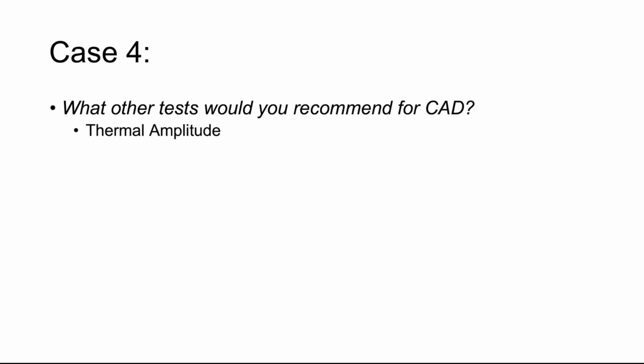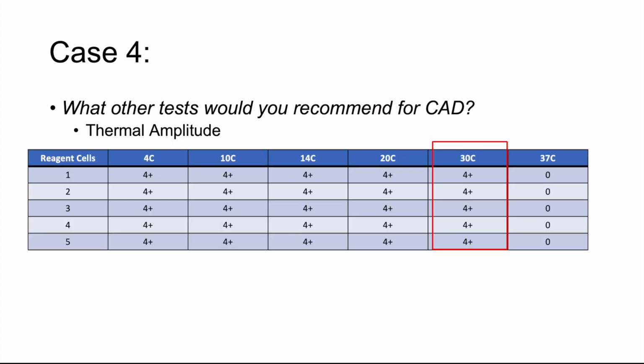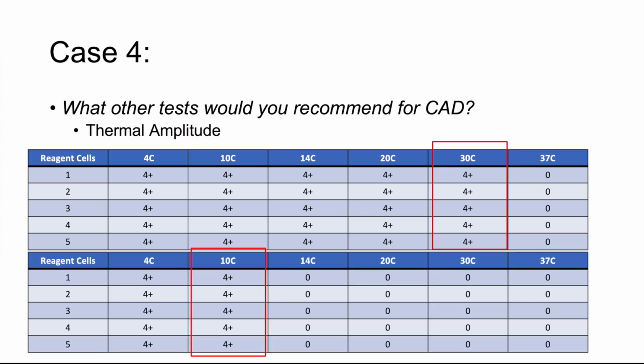Another test you could do is thermal amplitude, and that is where the antibody is tested at different temperatures. It's just like a fancy reverse back type where we would test it at 30 Celsius, at 4 Celsius, or 10 Celsius. So here you can see the reactivity is at 30 Celsius, but another antibody could have reactivity at 10 Celsius. So that one is not that clinically significant.